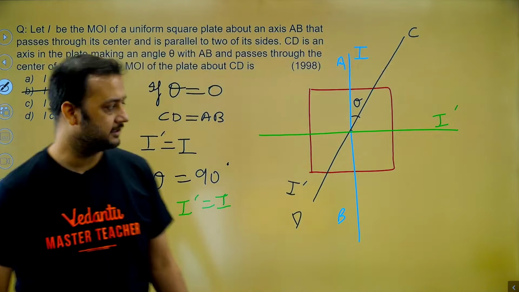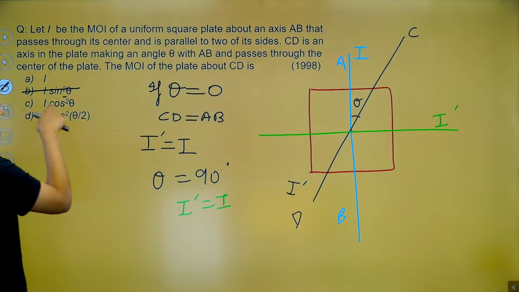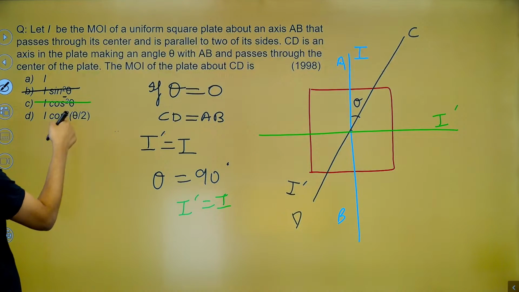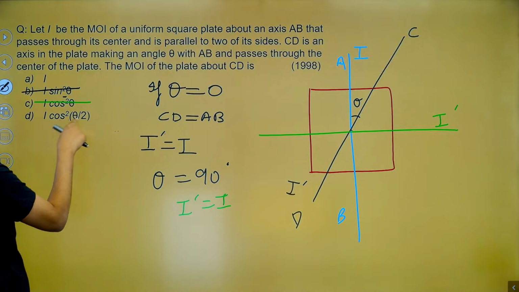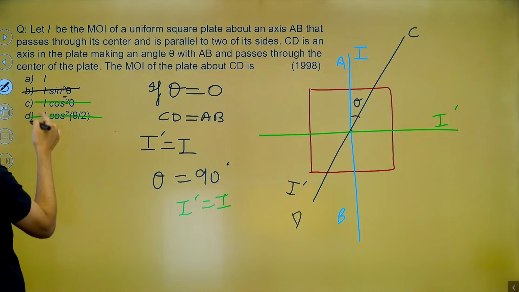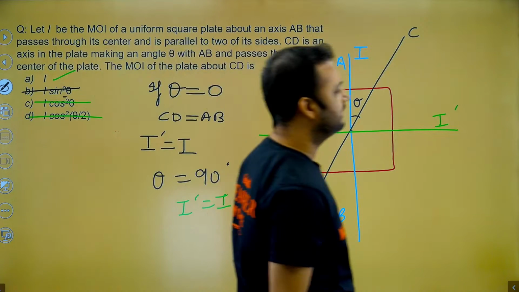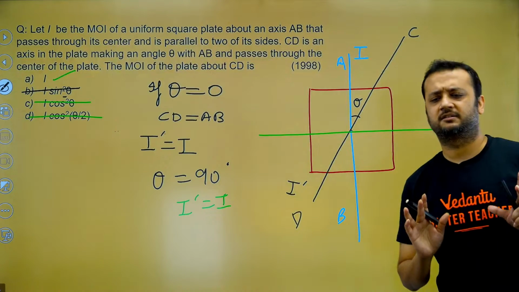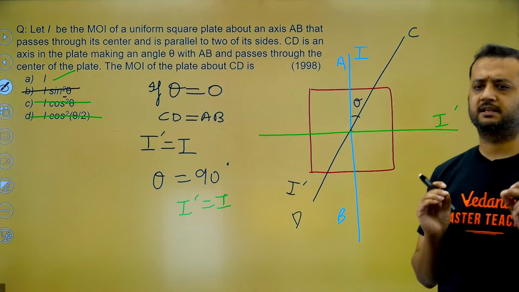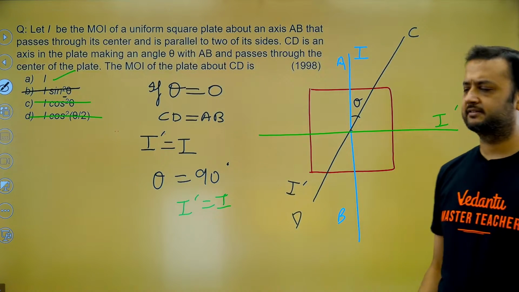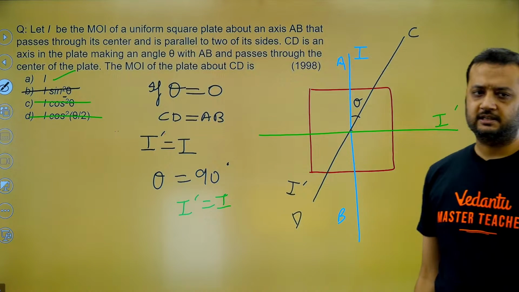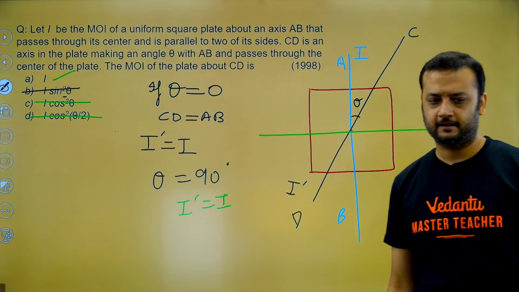So put theta 90. If you put theta 90 here, this becomes 0, not possible. If you put theta 90 here, this becomes cos square 45, so I by 2, not possible. Hence only option A is left. So we have done the question very intelligently, without any physics, just basic thinking. I hope you have understood, guys.